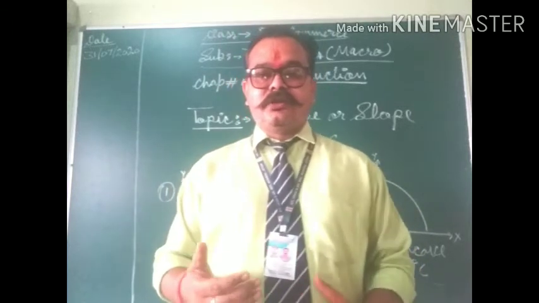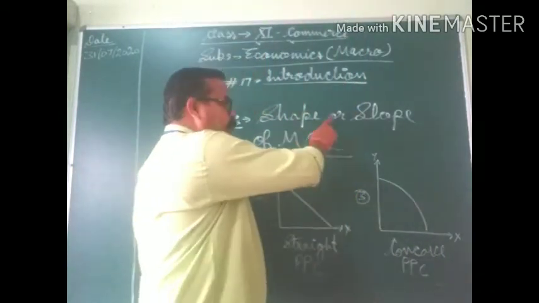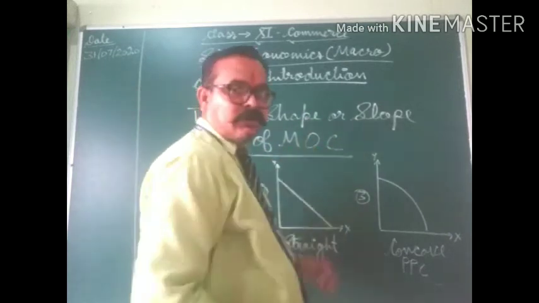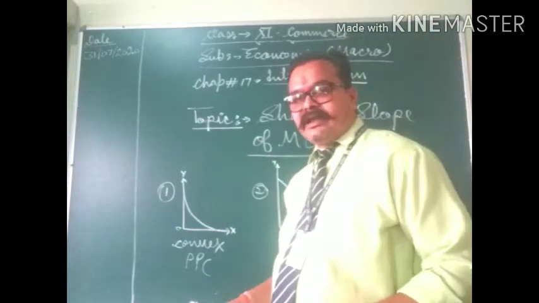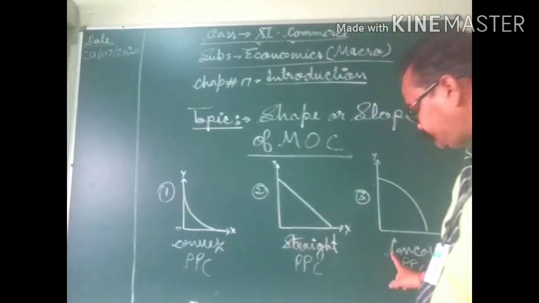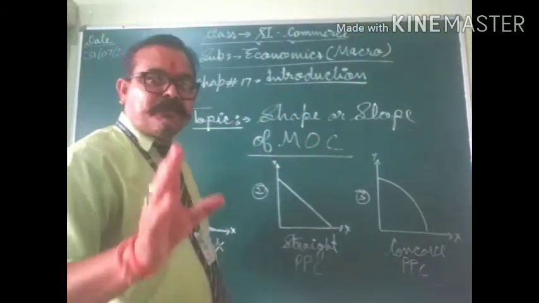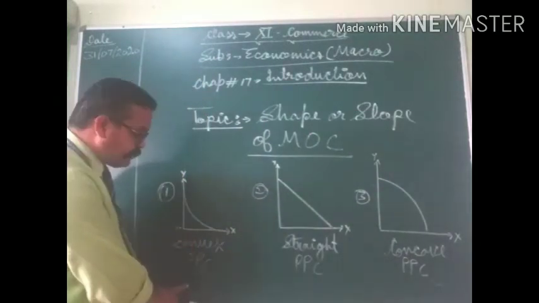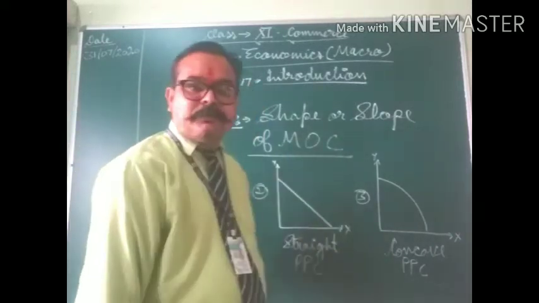Today in this video I am going to tell you about the next topic, that is the shape or the slope of MOC, Marginal Opportunity Cost. Students, today in this video I will tell you about three types of shape or the slope of a production possibility curve. This is the convex shape, this is the straight, and this is the concave shape of PPC.